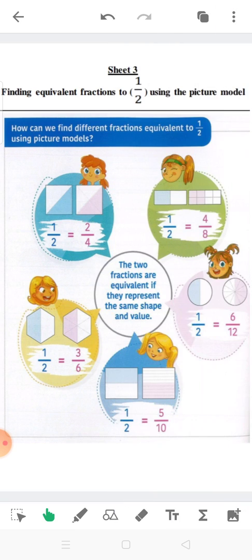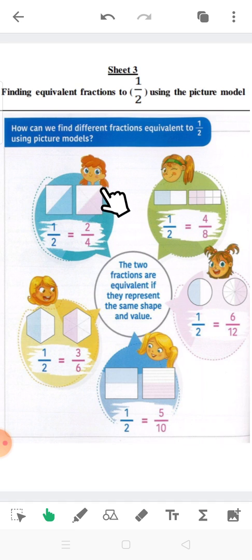Okay, let's see the next. Find equivalent fractions to 1/2 using the picture model. We have pictures here. Okay, this is called picture models. I've got the same picture, but we'll cut it in a different way. Half, this one, is cut into 2 equal parts. So the shaded parts in blue represent 1/2. Here we have the shaded parts in pink represent 2/4.